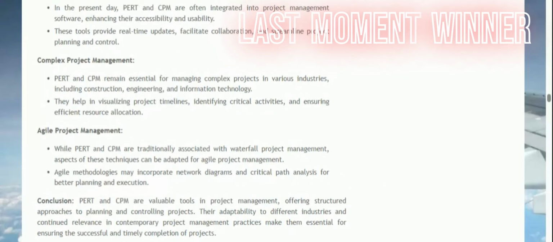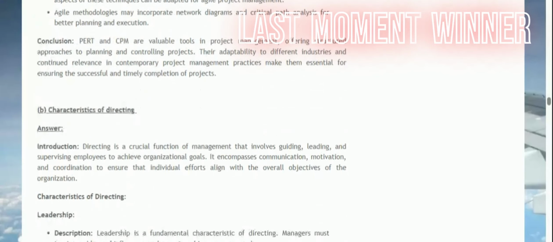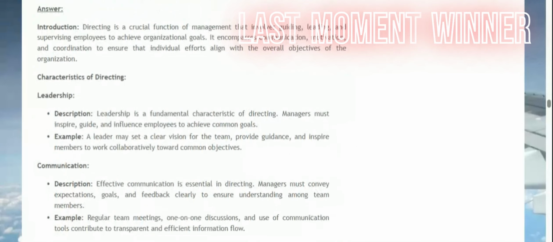B. Characteristics of directing. Answer. Introduction. Directing is a crucial function of management that involves guiding, leading, and supervising employees to achieve organizational goals. It encompasses communication, motivation, and coordination to ensure that individual efforts align with the overall objectives of the organization.